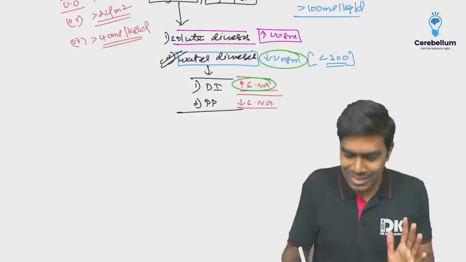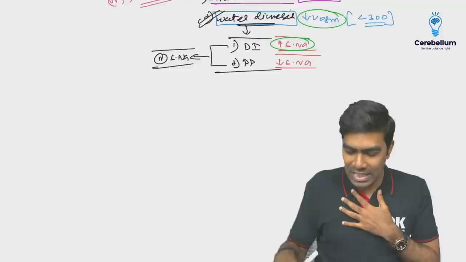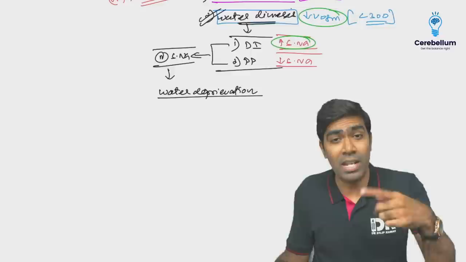But the problem is some patients can have normal sodium. Some patients can have normal serum sodium also. This is where the problem is. If I'm having normal serum sodium, but I'm having features of water diuresis, this is the place where I'm going to do a water deprivation test, otherwise called the Miller-Moses test.